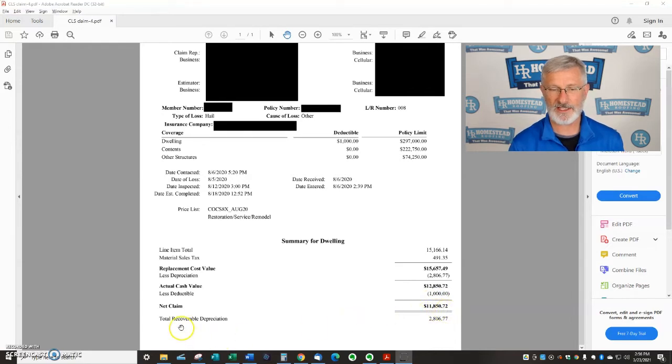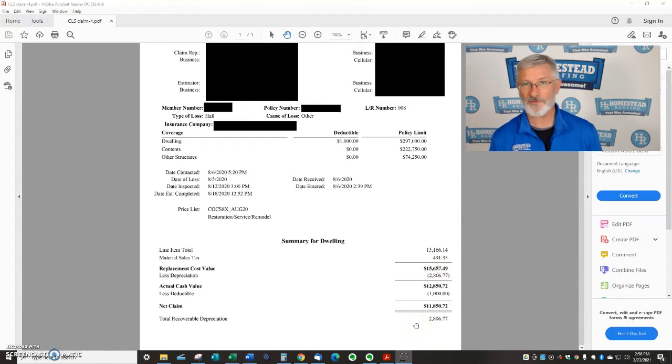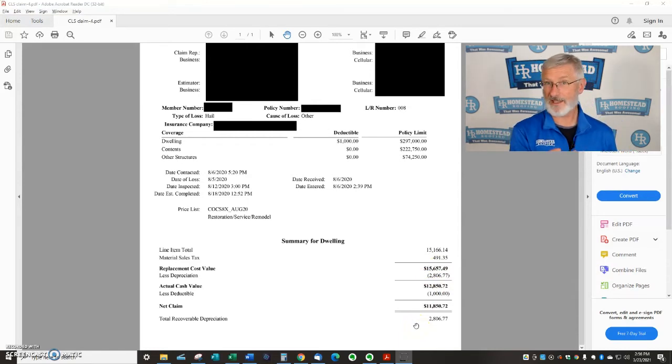Now notice right here it says total recoverable depreciation. That also is really important for you to make note of, because that tells you how much money you're going to get back when the work is done. You can see 2806.77 matches the depreciation up here, 2806.77. You want to make sure that you take note of that number and actually that line item.